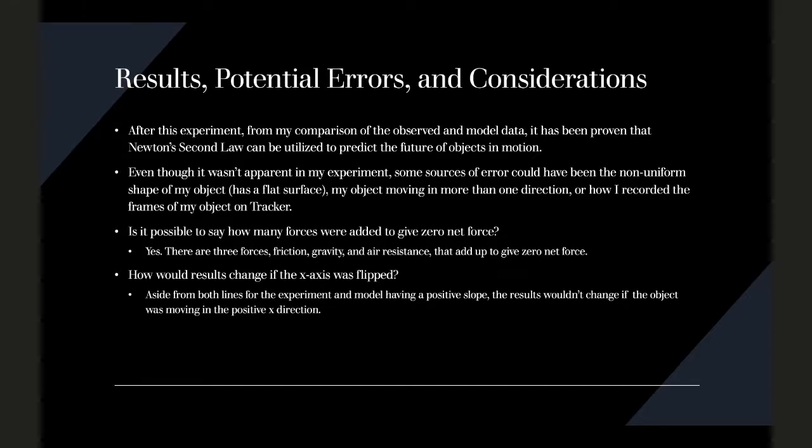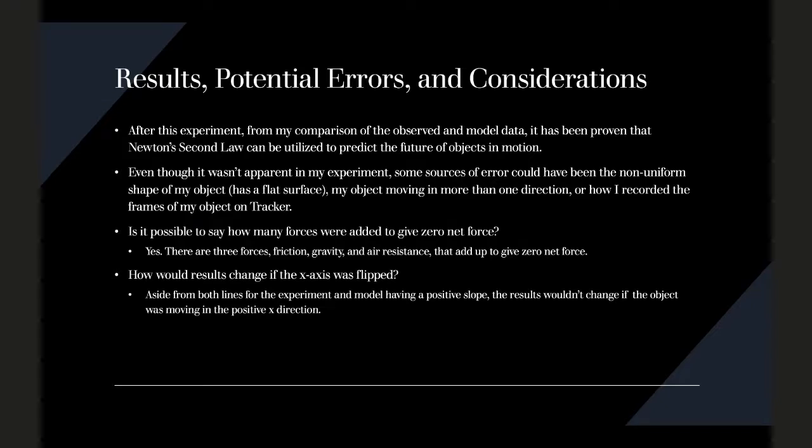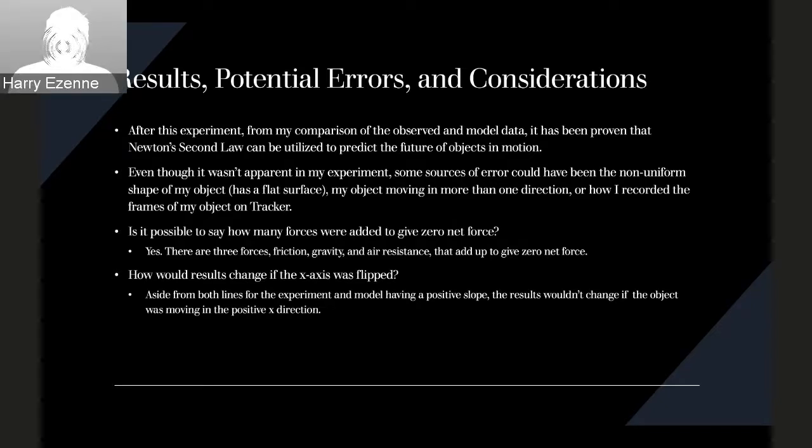Some questions for consideration were, is it possible to say how many forces were added to give zero net force? The answer is yes. There are three forces, friction, gravity, and air resistance, that all add up to give zero net force. How would results change if the x-axis was flipped?